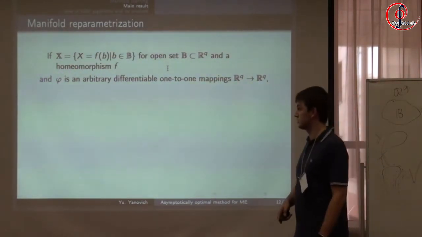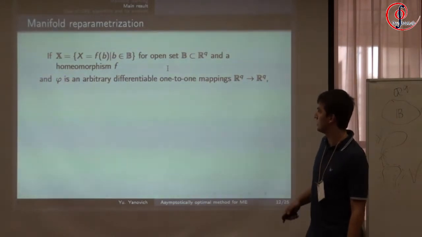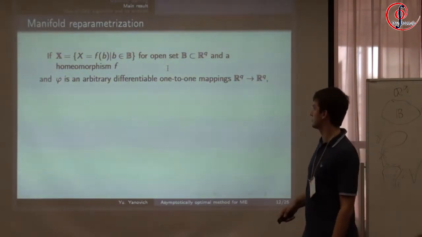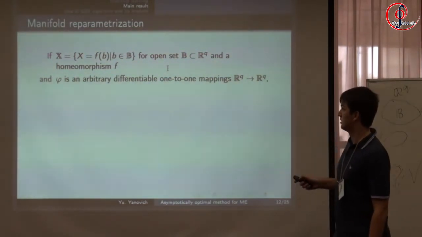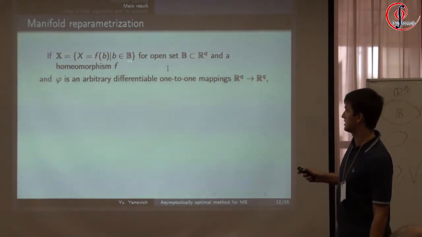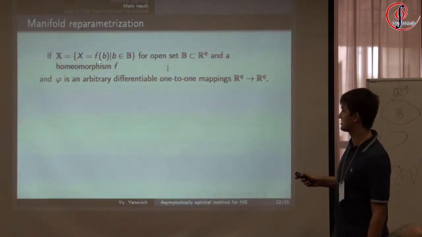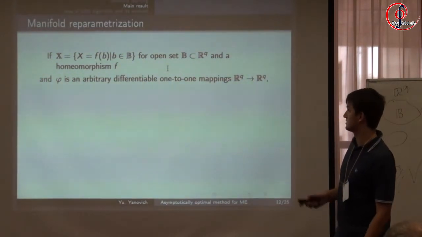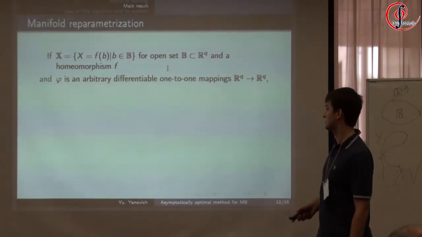To present the second result about asymptotic properties of the GSE solution, I have to note some things. The first: if the manifold is covered by a single map, then there exists some set in low dimensional space and a mapping such that the manifold is defined by this set and mapping.